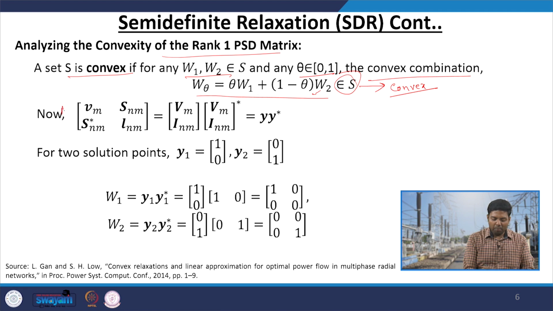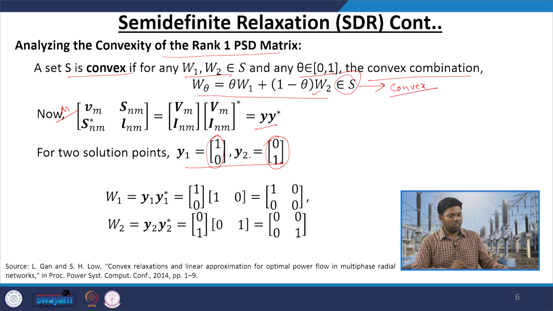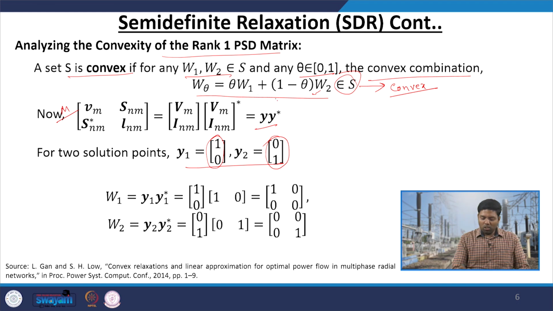So, this is your M matrix, which is a multiplication of y and y star. So, take two solutions y1 and y2. Okay. So, y1 is the column matrix 1 0, y2 is the column matrix 0 1. We are taking two arbitrary solutions. Okay. So, your W1 is y1 y1 star. If you do it, you will get 1 0 0 0. Similarly, W2 is y2 y2 star, and you will get 0 0 0 1.